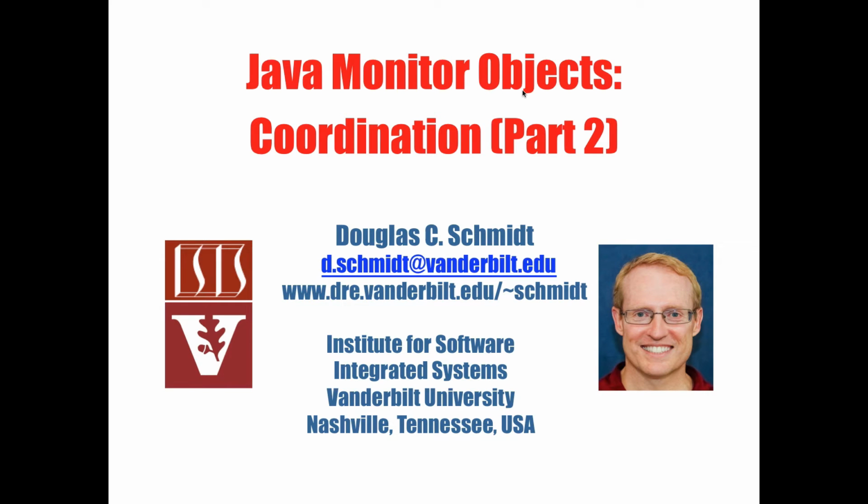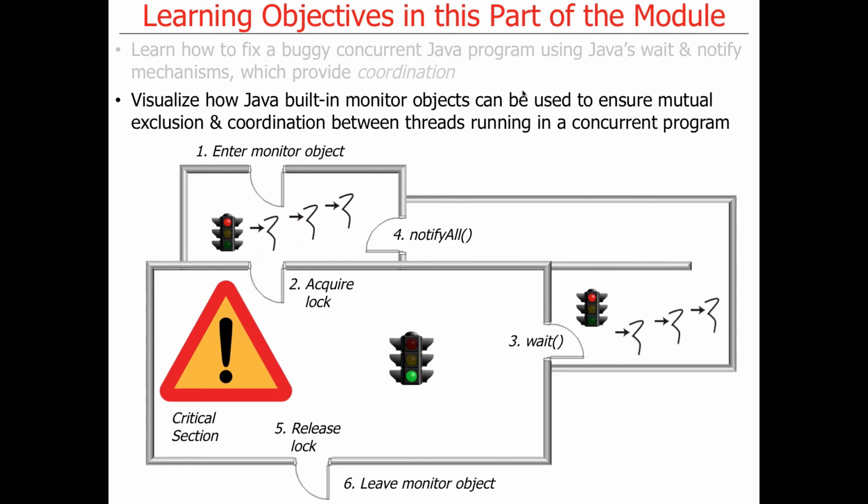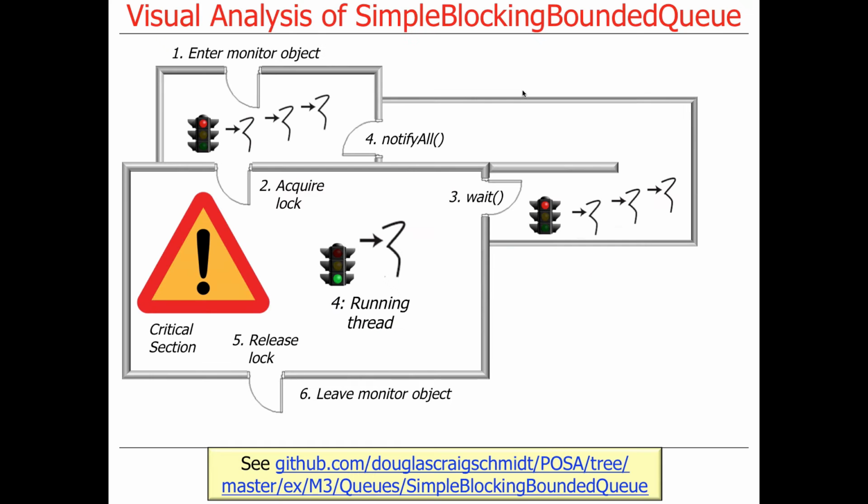Okay, so let's now talk about the second part of the lesson on coordination of Java monitor objects. What I'm going to do here is show you how to visualize how a built-in monitor object can be used with the wait notify mechanisms we've been talking about. We'll show a visualization of it first, and then in the next part of the lesson, we'll show the code. So once again, you can download the code here.